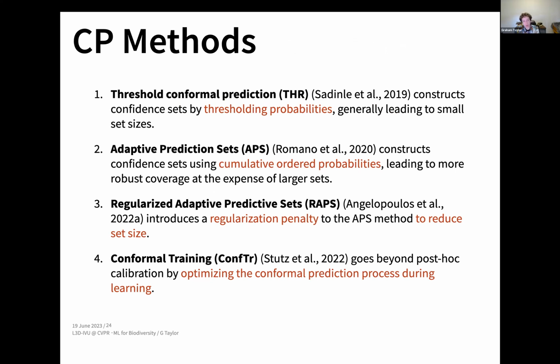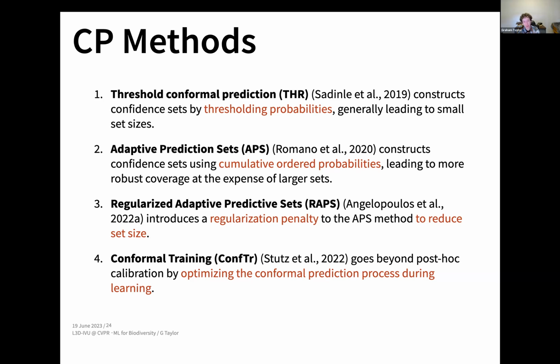So the threshold conformal prediction and the adaptive prediction sets are very much like the set valued methods that we explored earlier. One of them basically thresholds probability. So it keeps on adding items with a certain probability to the confidence sets until you've exhausted all probabilities over some threshold. And that threshold is chosen by this post hoc calibration procedure. Adaptive prediction sets basically accumulates probability. So it sorts all the classes based on, say, the softmax output of the model and incrementally adds them until you've got a certain amount of cumulative probability. And this leads to more robust coverage at the expense of larger sets. And the regularized adaptive prediction sets basically tries to strike a trade-off between the two of them by having this regularization penalty.